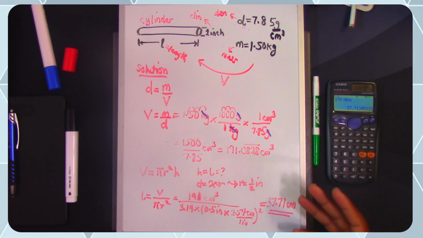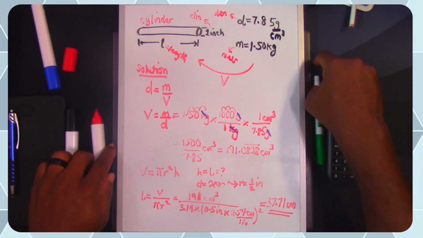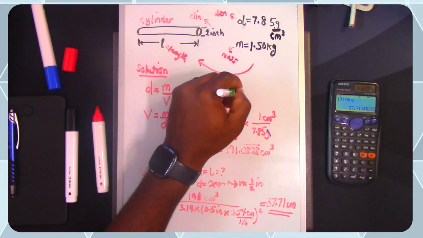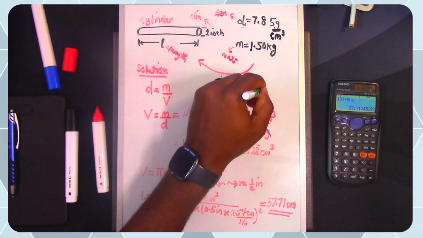So overall, I hope you found this really informative in terms of how to be able to relate our variables here, which is relate our mass to the what? To the volume, and then finally to density.